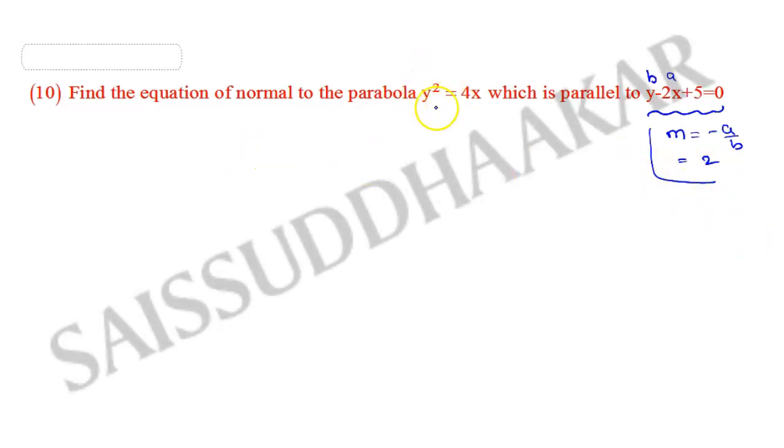Now the parabola is given, y square is equal to 4x. I need to compare that with y square is equal to 4ax. By comparison, I am getting 4a is equal to 4, which implies a is equal to 1.